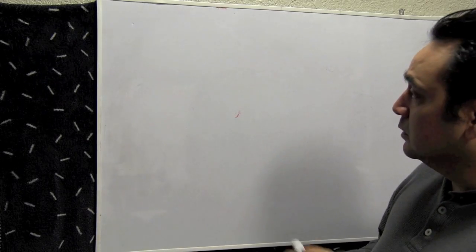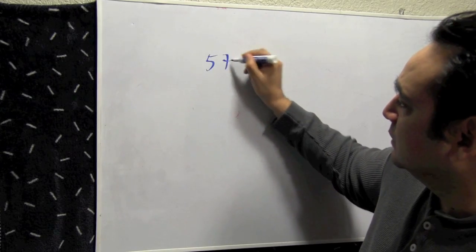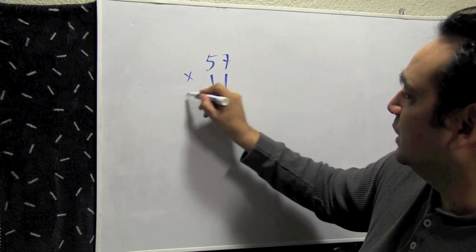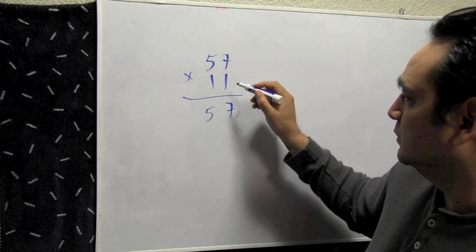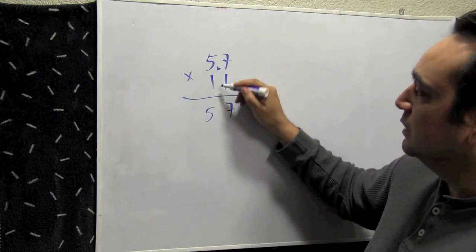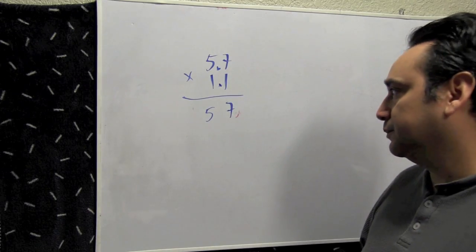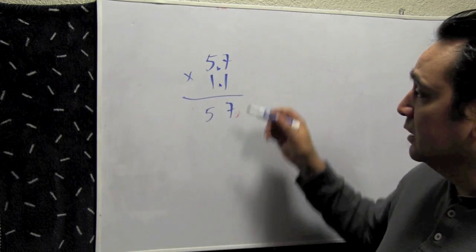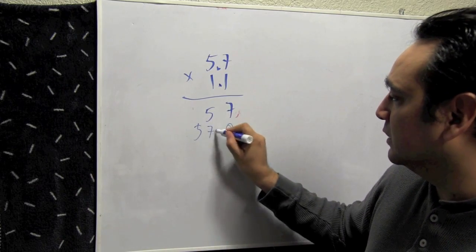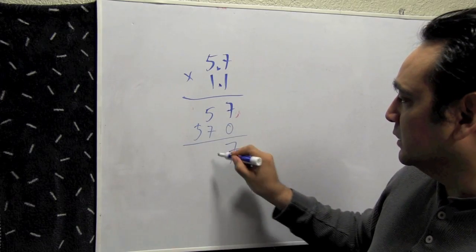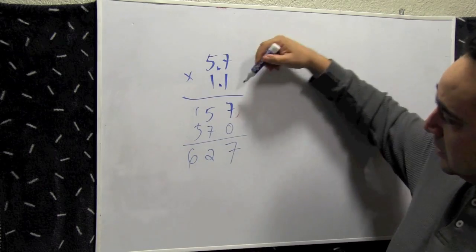All right, we're gonna do 57 times 11. So it's 57. Oh, 5.7. I'm sorry, 5.7 times 1.1. Again, multiply regularly, just like nothing. 57. Put the 0. 57. Don't worry about the decimal until the end. It's 12, 1, 6. So now you look at both of them.